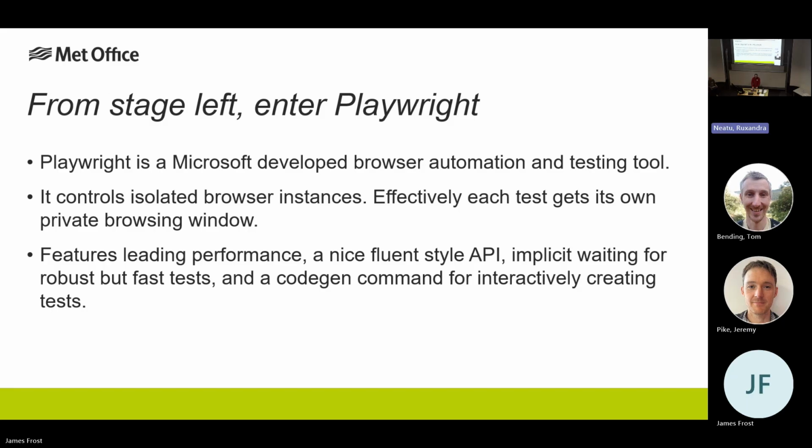Compared to other browser automation tools, Playwright is quite fast. It's got a very nice fluent API, which we'll see in a second. It's got some nice features for implicitly waiting for your web app to settle down if it's still running, say, JavaScript code or still loading things. And it's also got a very nice codegen command for actually writing your tests in the first place.